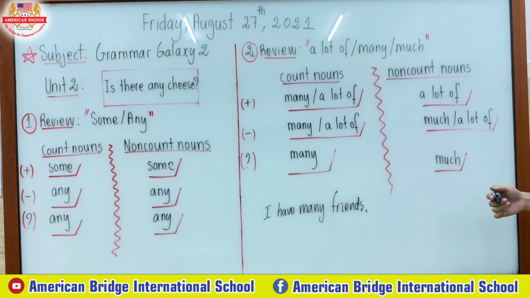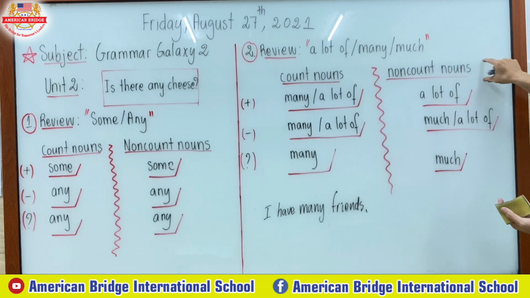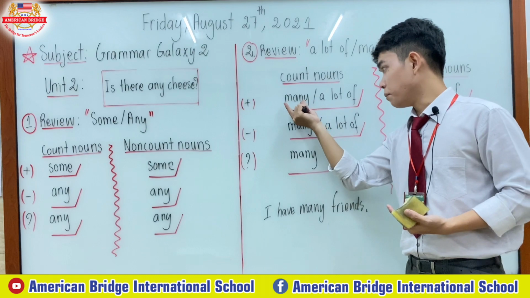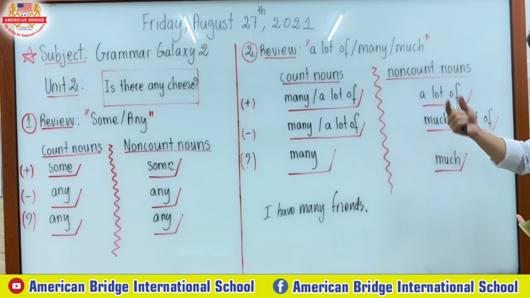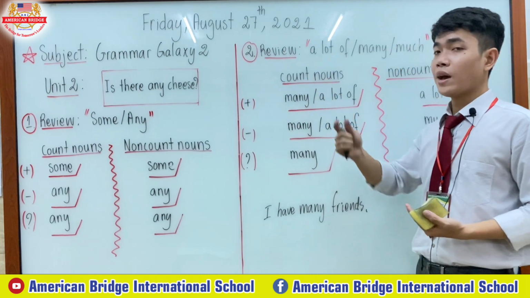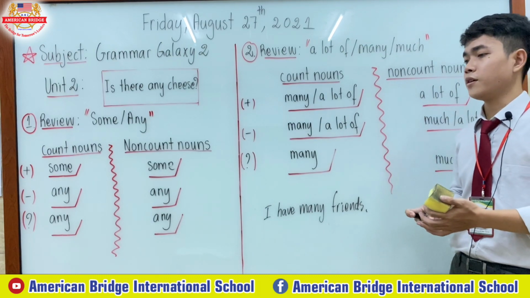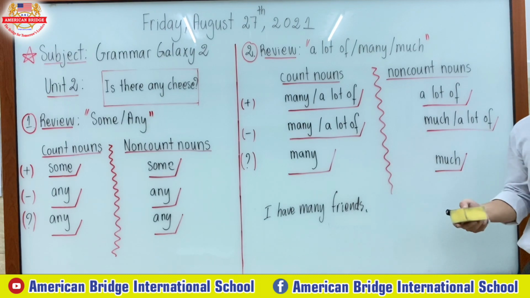And how about the words a lot of with non-count nouns? A lot of can actually be used with non-count nouns, but you cannot use the word many with non-count nouns. So remember everyone, many can be used with count nouns only. But the words a lot of can be used with count nouns and also with non-count nouns. For example, I have a lot of salt in my soup.